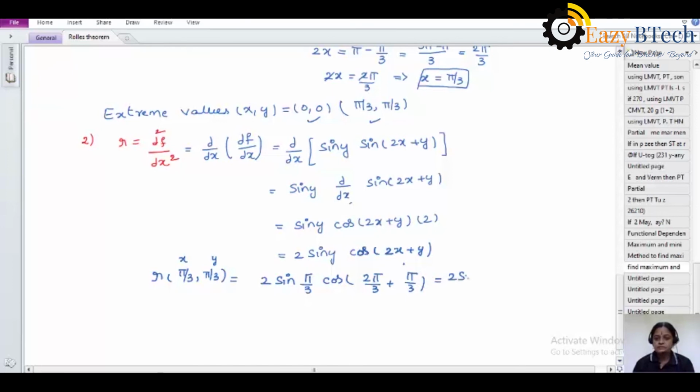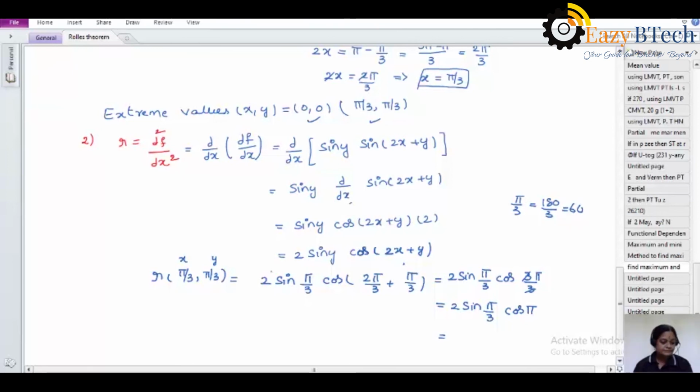2 sin pi by 3 cos 3 pi by 3. The 3 will be cancelled. Then 2 sin pi by 3 and cos pi. So pi by 3 means how much, students? Pi by 3 means 180 by 3, that means 60. So I have to write down the sin 60 value there.